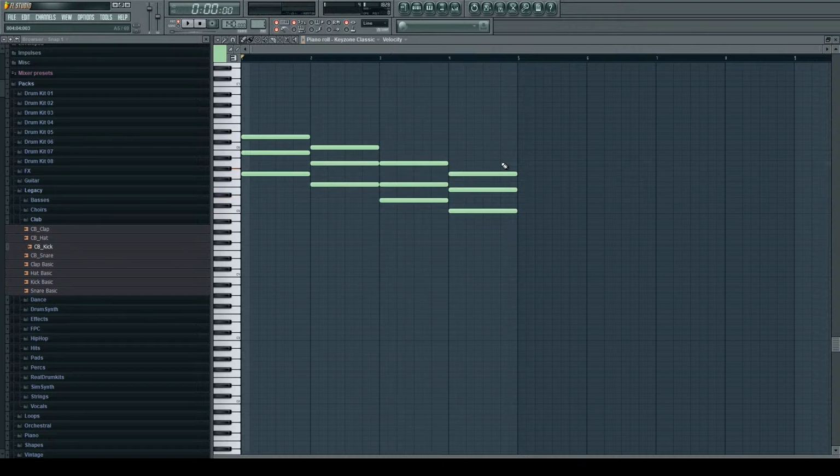So there we go. That's how you make chords. You pick from the Roman numerals, and then just make a chord progression from there. You guys get it?